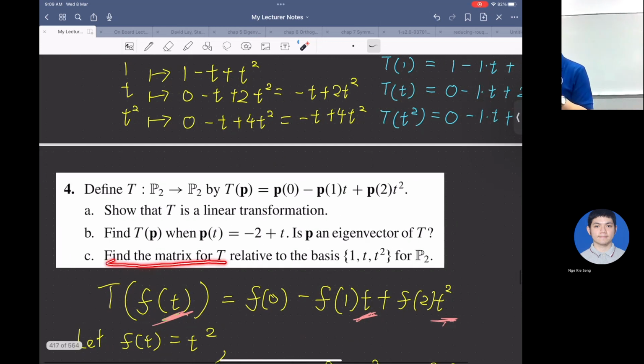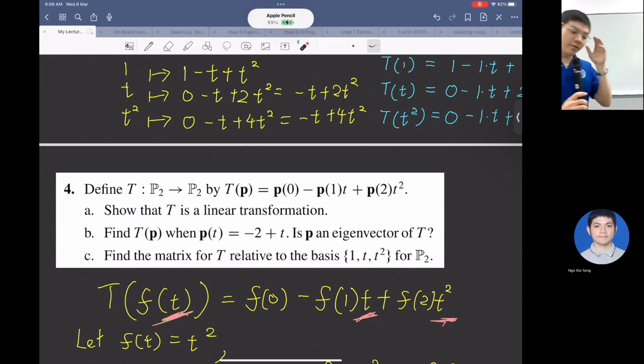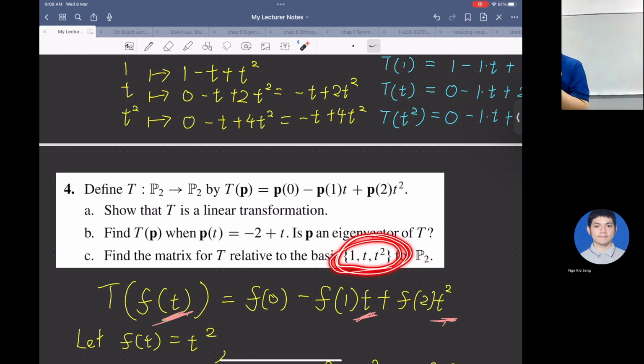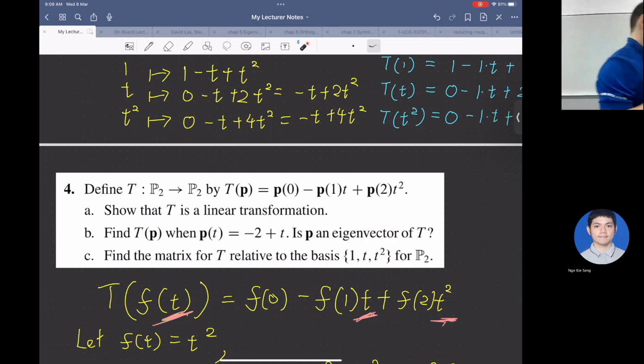Third one is find the matrix for T relative to the basis for P2. What's this asking about? Remember yesterday we had the example on change of basis? So this question is actually asking about if you express your vector in terms of this basis, right? Actually, I need to tell you some truth here. I think we don't learn this part. This is an extension on what we learned.